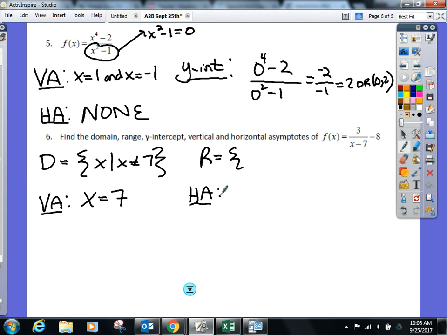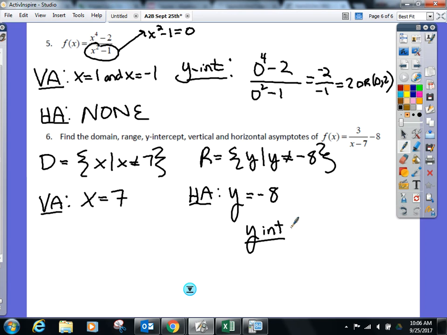But what am I doing to the graph? Going down 8. So it's not at y equals 0 because I shifted everything down 8. It's actually at y equals -8. Okay, and you can see that by graphing it, which means my range is going to be what? Y such that y cannot equal -8, the horizontal asymptote. Okay, so just watch out for that. Instead of y equals 0, we're shifting everything down. And then I think you guys can handle the y-intercept. It's going to be a decimal, but leave it as a fraction for me.